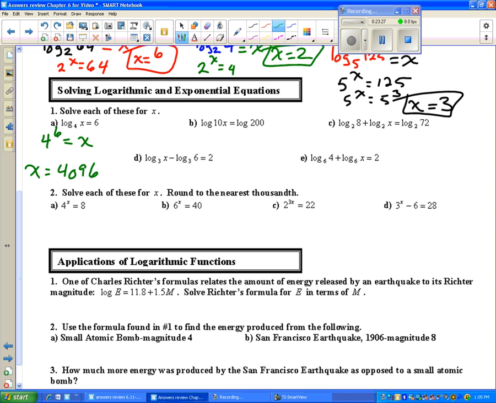Letter B. I have logs on both sides. There is not a base written for either one. That means it's base 10. But since I have log base 10 on both sides, since the logs are the same, the bases are the same, my arguments have to be the same. So I divide both, so 10x is equal to 200, so x has to equal 20.